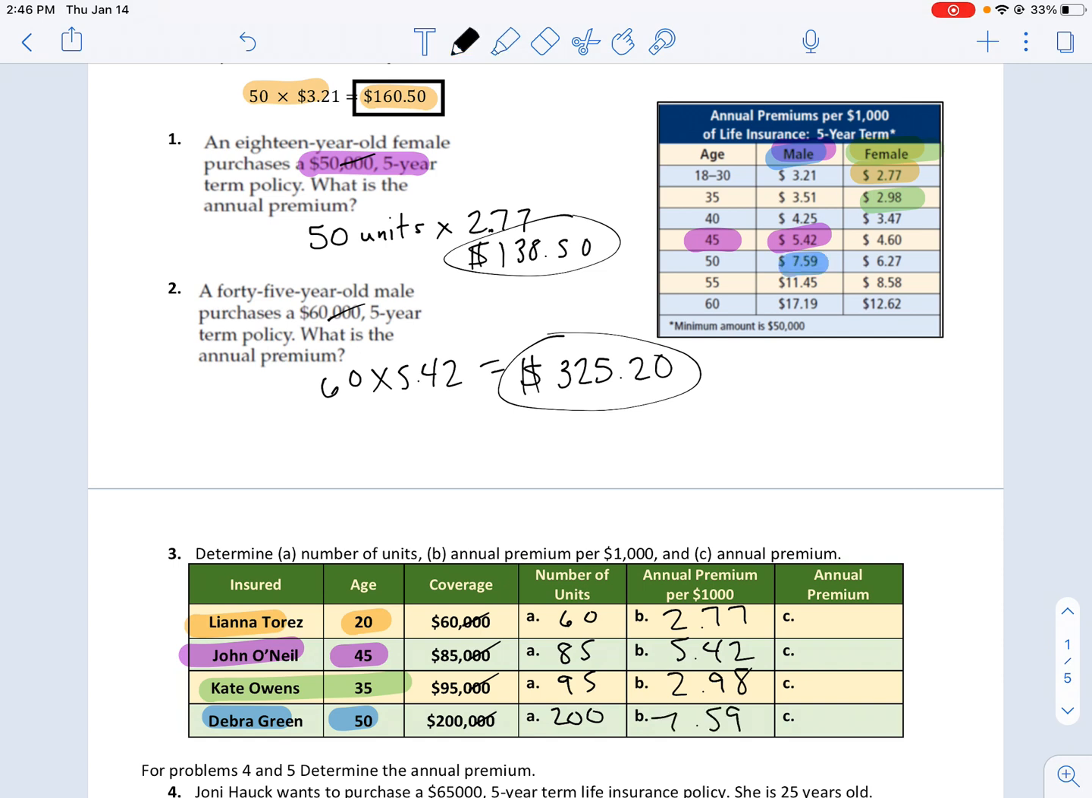All right, now we just multiply those two numbers together. 60 times 2.77, 166.20. 85 times 542, 460.70. 95 times 298, 283.10. And 200 times 759, 1,518.